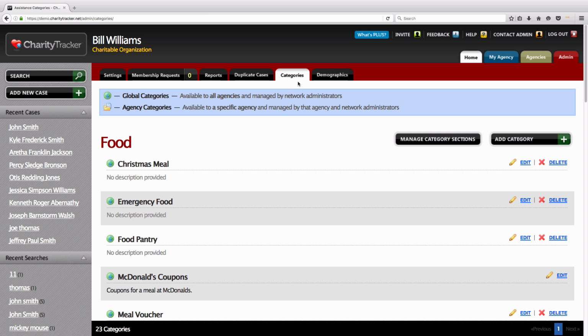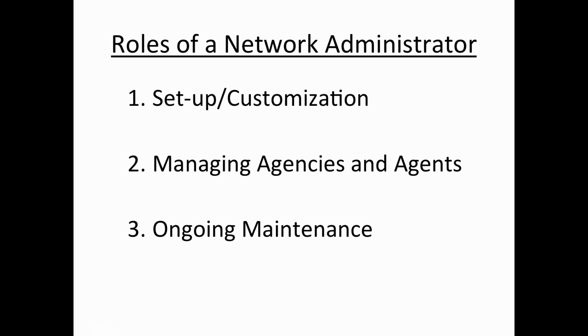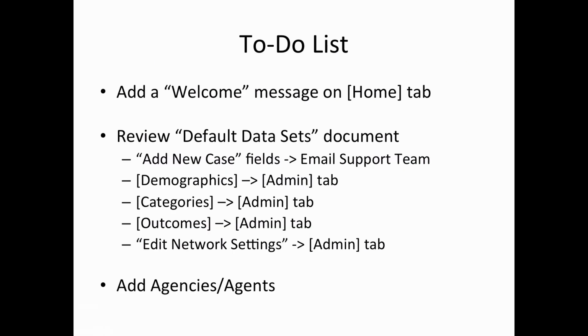Let's review what we talked about today. The 3 roles of a network administrator: Number 1, the setup and customization of your Charity Tracker. You're also the gatekeeper. Number 2, you can manage the agencies and agents on your collaborative. Number 3, ongoing maintenance such as merging duplicate cases or deleting cases, even updating fields in the system, are responsibilities of the administrator.